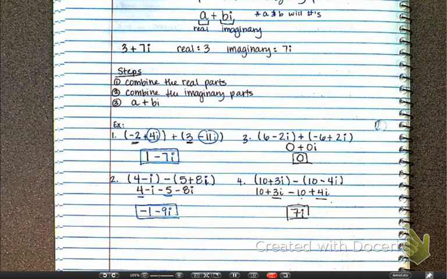So if I, on number 4, asked you what the real part is, what would you say? 0. What's the imaginary part? 7i. If you write 0 plus 7i, that's fine, but we typically don't write that 0. Okay? Any questions?